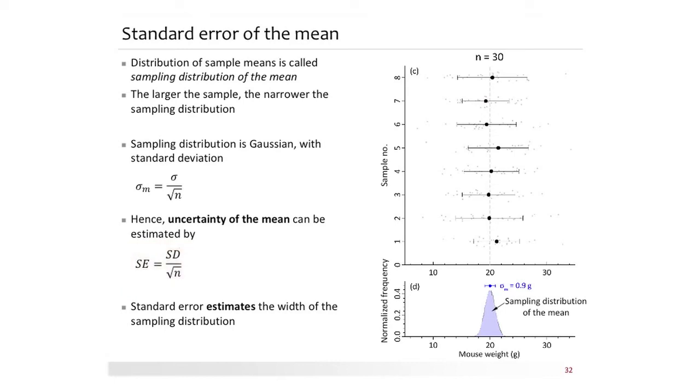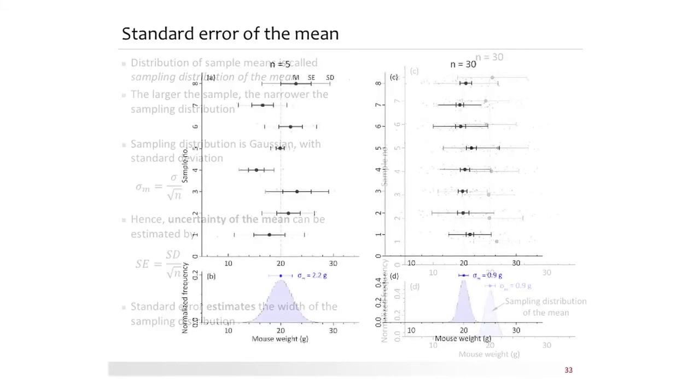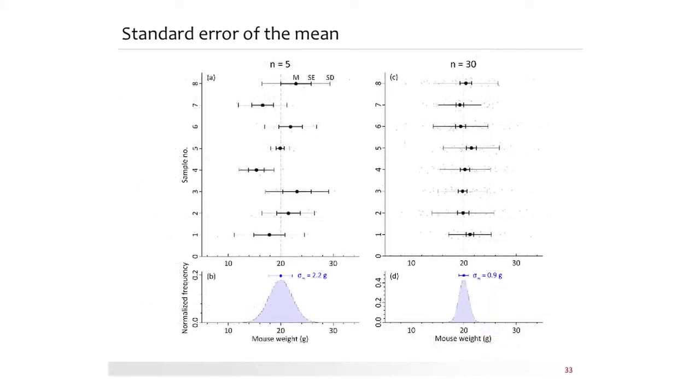So this standard error estimates the width of the sampling distribution. This is the meaning of this. This is the width of the sampling distribution. You can have a look at this again. This is the same picture for n of 5, and this is for n of 30. And now I added, apart from the mean and standard deviation, standard error. So standard error for each sample is, of course, different. It tries to approximate this ideal number here, which is not known.